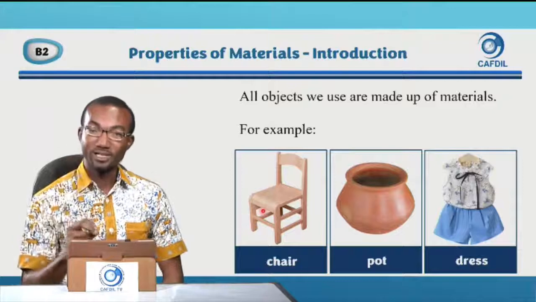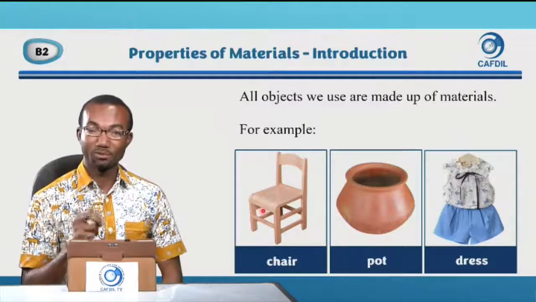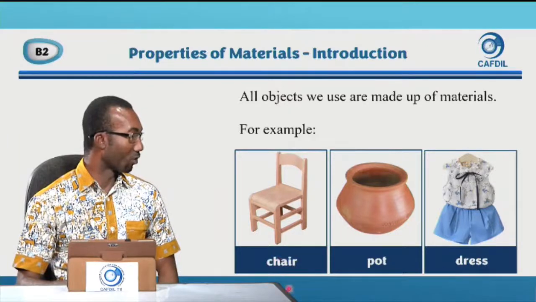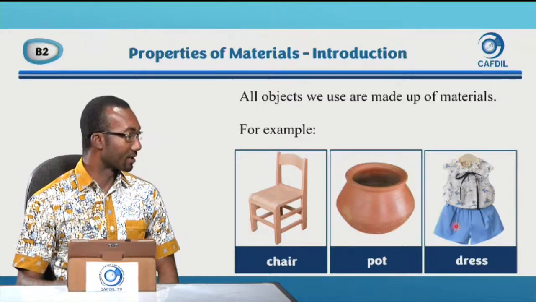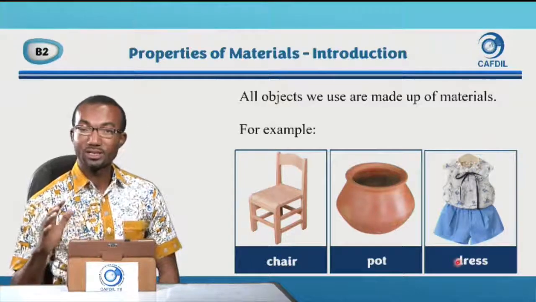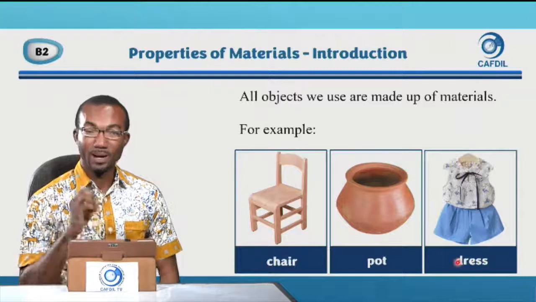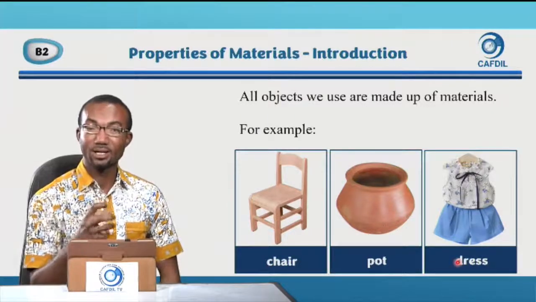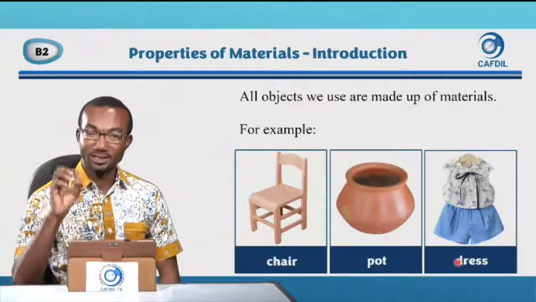Children, all objects we use are made up of material. So this chair is made up of material called wood. This pot is made up of material called clay. This dress is made up of material called fabric. So all the objects that we use are made up of materials, because materials are physical things. We can see them, we can touch them.